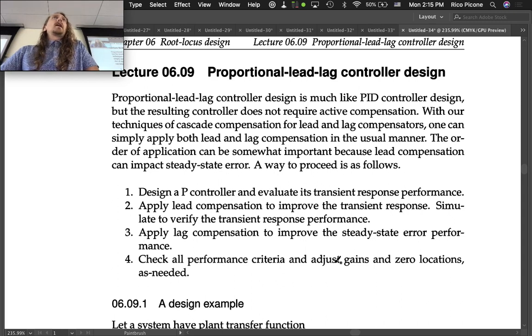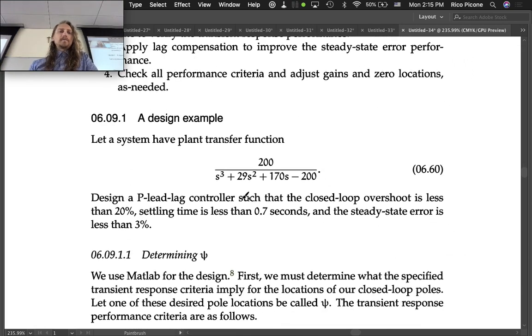Nothing too surprising is going to happen here, but we'll just do an example. So let a system have the plant transfer function given in 660. Design a proportional lead lag controller such that the closed loop overshoot is less than 20%, settling time is less than 0.7 seconds, and the steady state error is less than 3%.